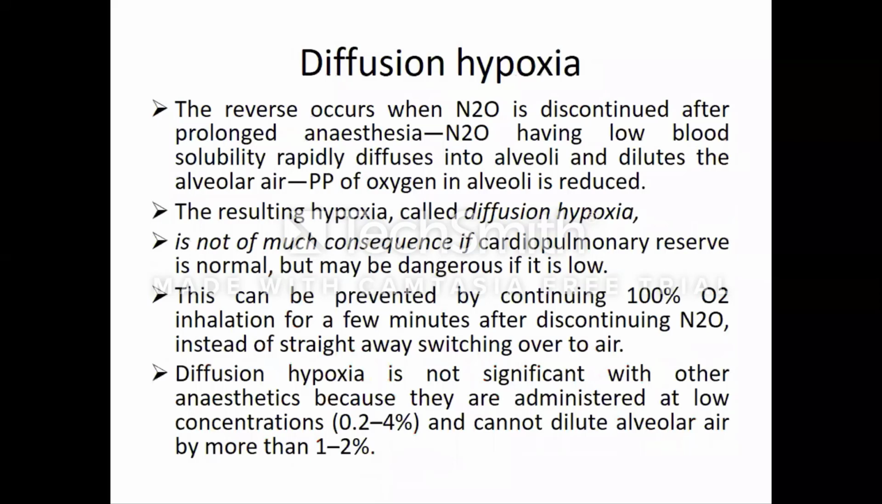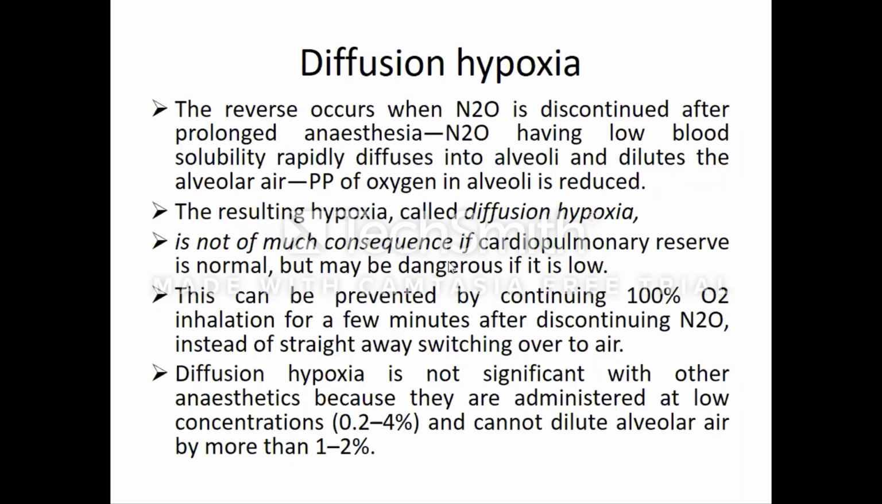The other effect is diffusion hypoxia, where the reverse occurs when nitrous oxide is discontinued after a prolonged anesthesia. Since nitrous oxide has low blood solubility, it will rapidly diffuse into the alveoli and dilute the alveolar air, as a result of which the partial pressure of oxygen in the alveoli will be reduced, and because it gets reduced, it is termed hypoxia. That happens because of the rapid diffusion of nitrous oxide from the blood into the alveoli during the recovery, and that is termed diffusion hypoxia.